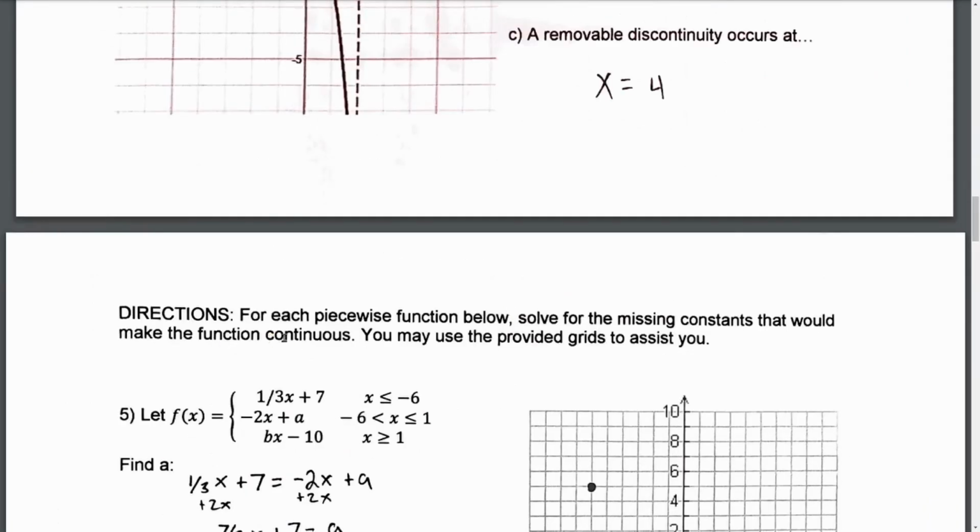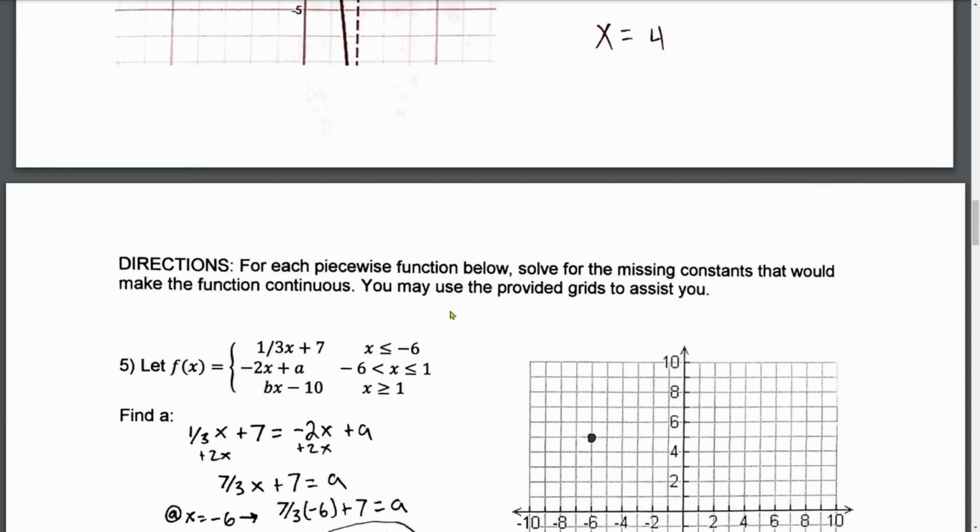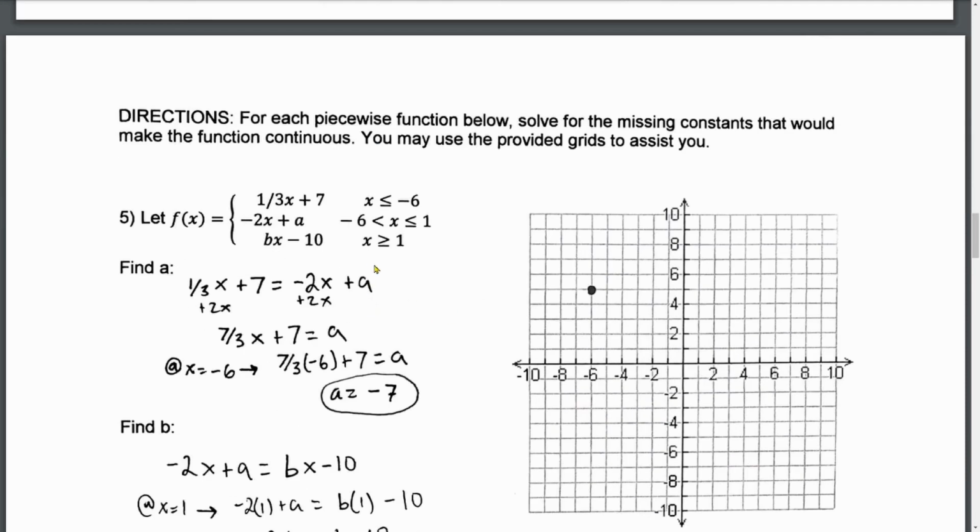Okay, so now we're getting into these problems that actually require some math. This looks really complicated, so just remember to keep a cool head. I'm going to tell you step by step what we have to do.